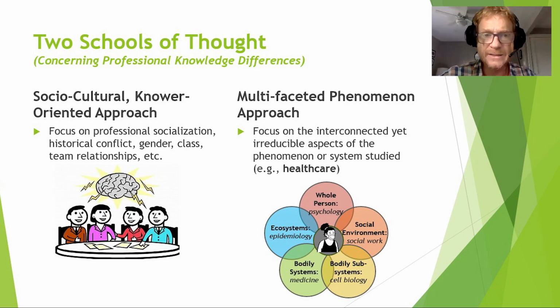Here I describe it, on the left side of this slide, calling it the sociocultural knower-oriented approach, focusing on professional socialization, historical conflict, gender, class, and so on. That's an important way to explain professional differences and why people think differently. But to me, it's always only part of the story.